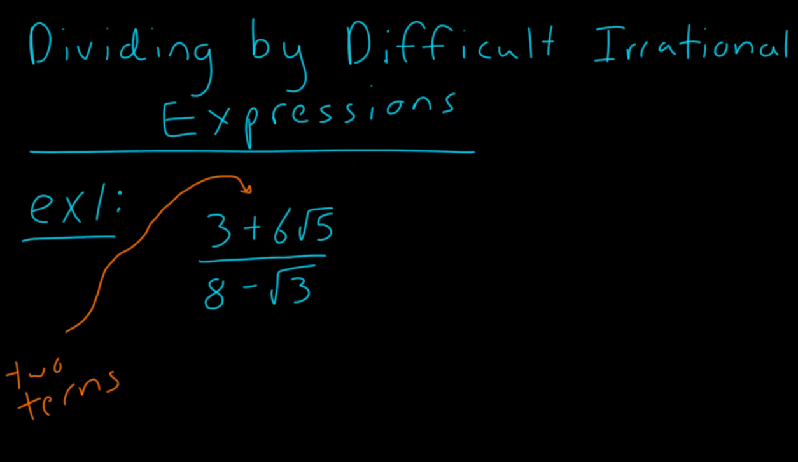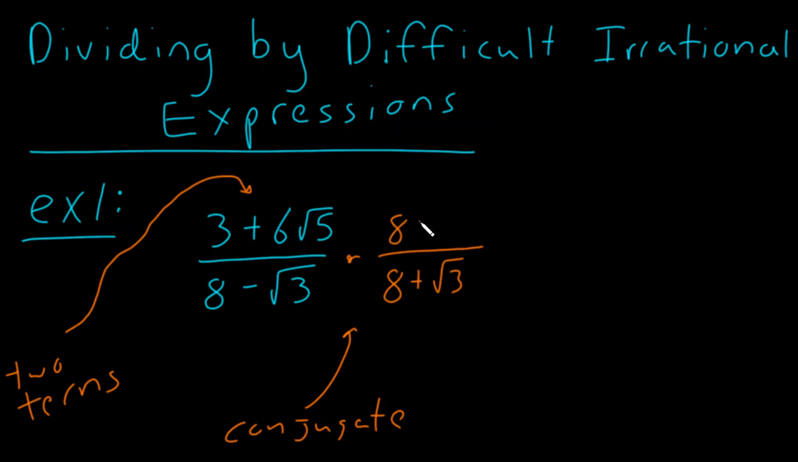So notice we want to multiply by the conjugate. And we want to multiply by the conjugate because we are trying to rationalize the denominator. And so we know the conjugate of 8 minus the square root of 3 will be 8 plus the square root of 3. And whatever I multiply the bottom by, I have to multiply the top by. Alright, so let's go ahead and start doing our multiplication.